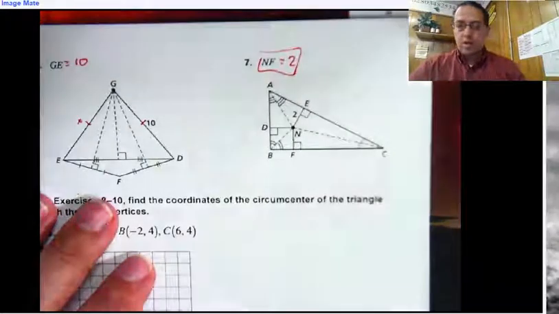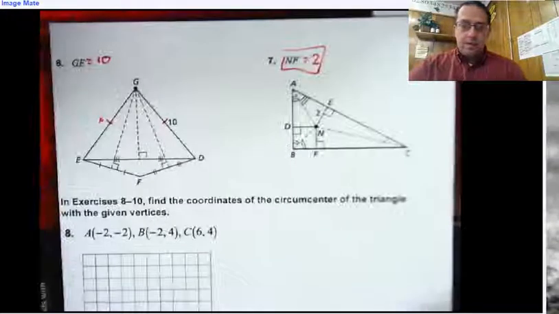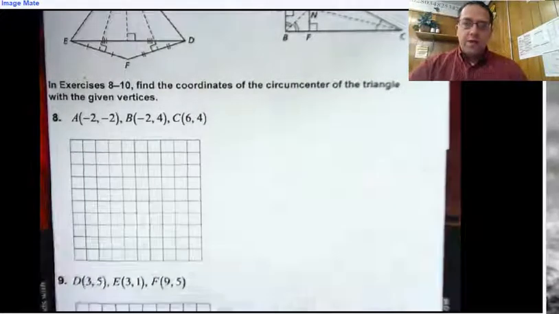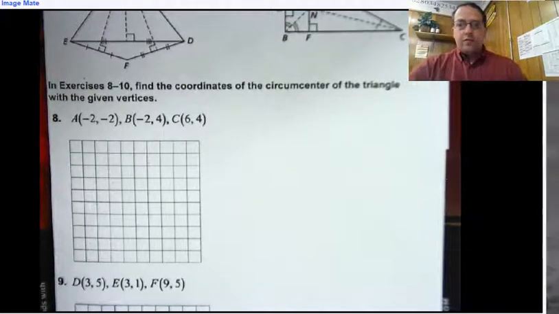All right. So far, nice and easy. Not a whole lot of stuff there. Pretty easy to deal with. Now we get to the complicated stuff. All right. Find the coordinates of the circumcenter of the triangle with the given vertices.